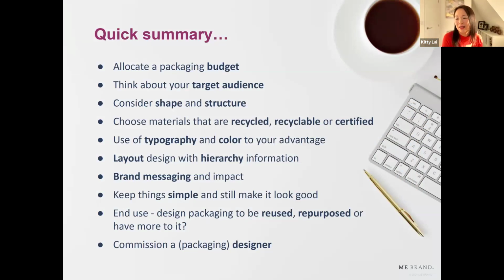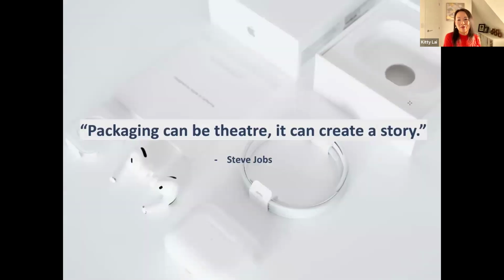And I didn't add this in, but end use as well. So design packaging to be reused with purpose or have another life afterwards. You can still do that. And then I would suggest commission a packaging designer, and that is the end of my presentation.